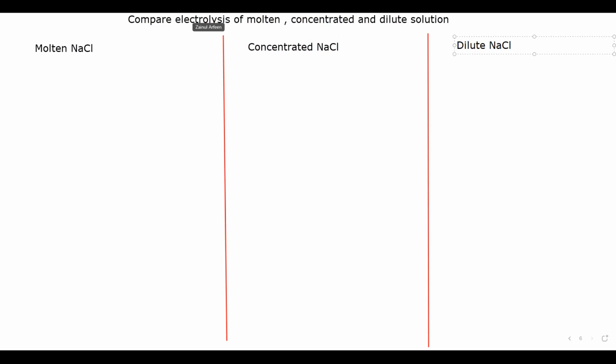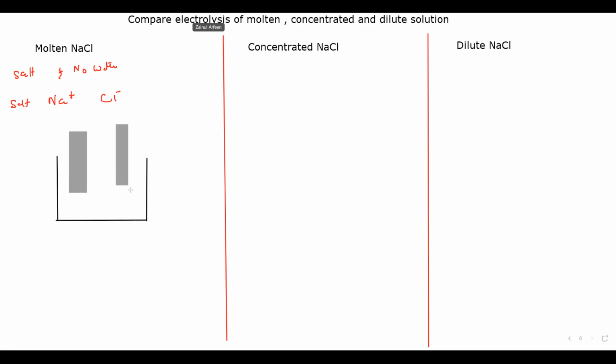So first, what are the ions present? Because the first one is molten, molten means there is salt only. It will have salt and there is no water. So the salt will be NaCl, Na plus and Cl minus. When we are doing electrolysis of the molten salt using inert electrodes such as carbon, graphite or platinum, only two ions are present, sodium ion and chloride ion. We don't have to check the reactivity, as there's only one positive ion and one negative ion.